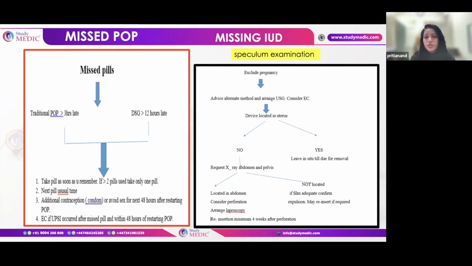For IUCD users, if she comes saying that the thread is missing, first do the examination, check for the threads. If required, you can do a pregnancy test, but definitely the first thing needs to be the ultrasound to look where the IUCD is. If the IUCD is there in the uterus, then you can leave it till it is due for removal. But if it is not there, then you have to do a pelvic and abdominal X-ray to locate whether it has perforated or whether it has expelled out.